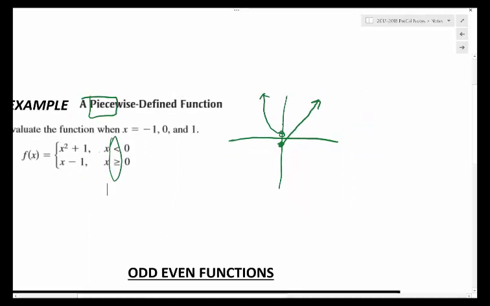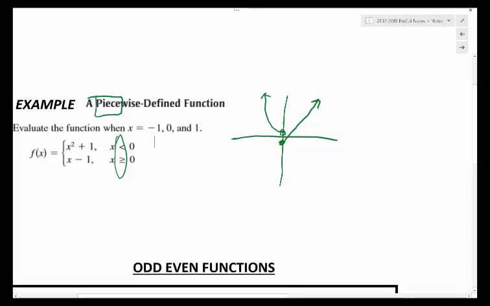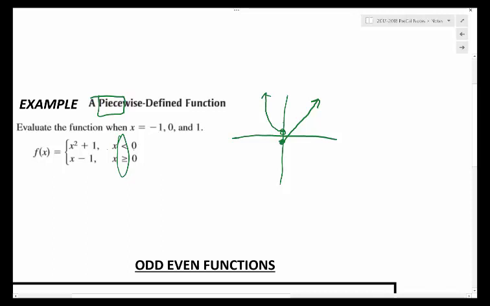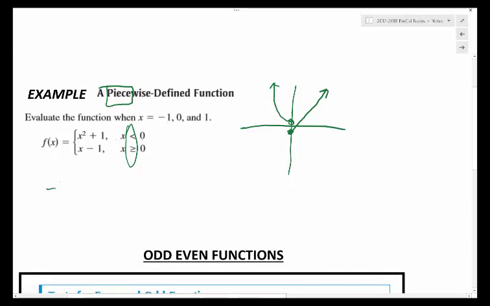So now I want to evaluate it when x equals negative 1, 0, and 1. Well, when x equals negative 1, it's going to go with the first function. Why? Because when x is less than 0, it follows the pattern of x squared plus 1. So I'm going to take negative 1 squared plus 1. We're doing f of negative 1. And that will equal 2. Negative 1 squared is 1. Plus 1 is 2.